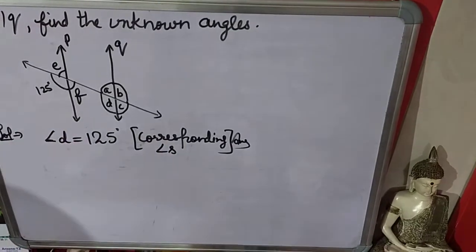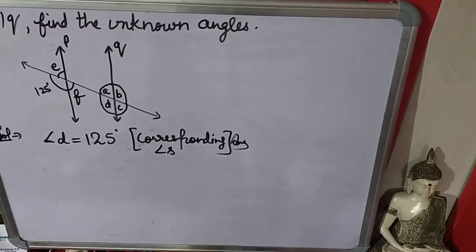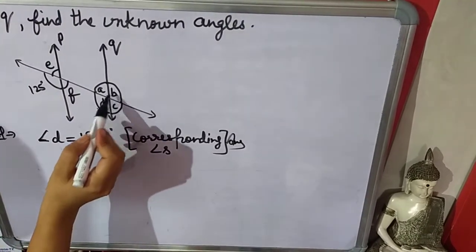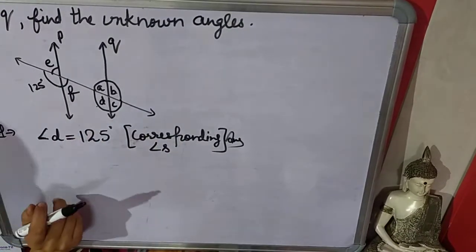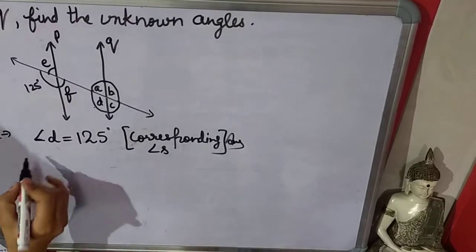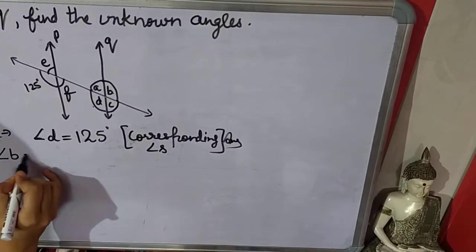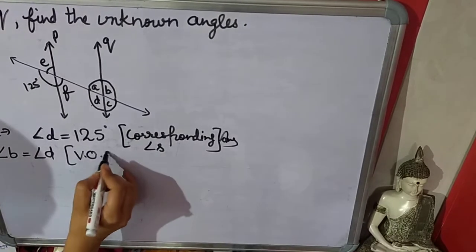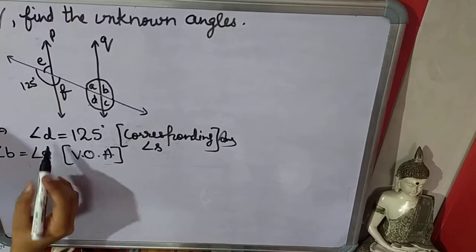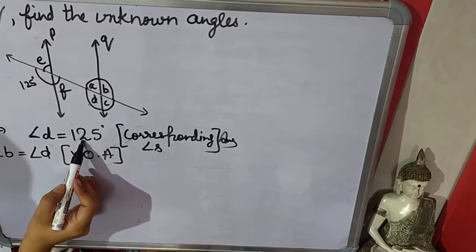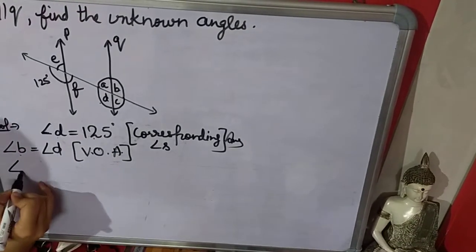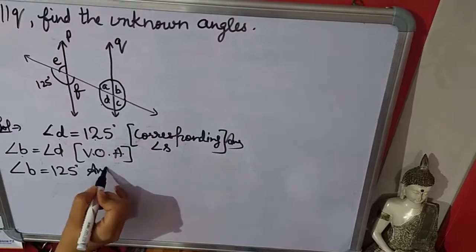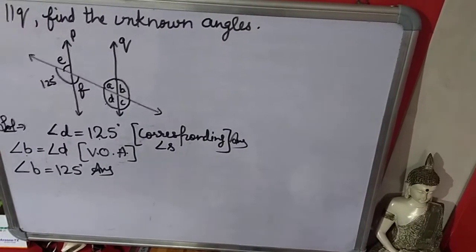Now we will check which property we will use here. Now look at here. Angle B and angle D both are vertical opposite angles, and you know vertical opposite angles are equal. So we will write angle B is equal to angle D. Reason both are vertical opposite angles. What is the value of angle D? 125 degree. So angle B also 125 degree. Now this is the second part.